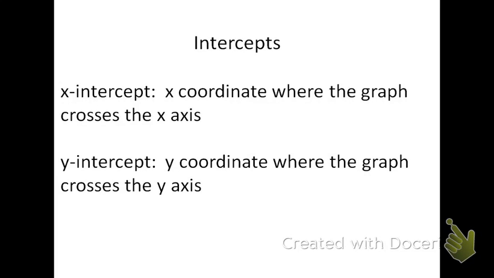Let's talk about intercepts of a line. The x-intercept, of course, is the x-coordinate where the graph crosses the x-axis, and the y-intercept is the y-coordinate where the graph crosses the y-axis. So just where we're crossing the two axes.